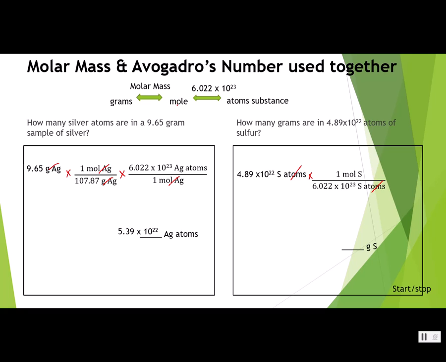So here in my little flow chart, I go from moles to grams using the molar mass of sulfur, which I get from the periodic table, 32.07 grams per 1 mole. I'm left with grams of sulfur. That's what I'm looking for. So in your calculator, 4.89 times 10 to the 22, divided by 6.022 times 10 to the 23rd, multiplied by 32.07, and to 3 sig figs, your answer should be 2.60 grams.